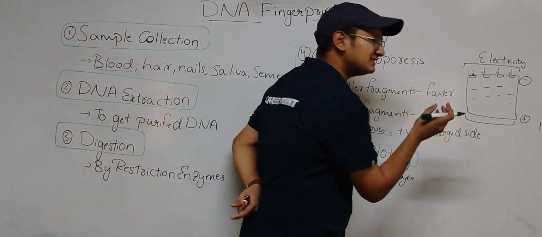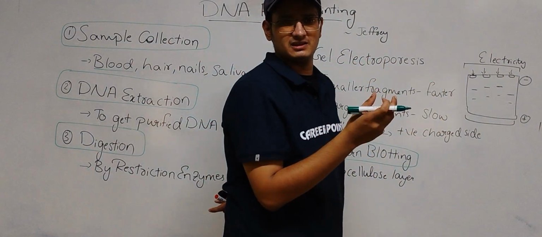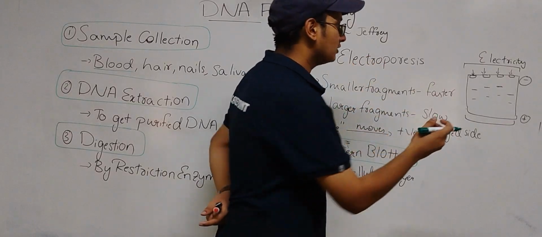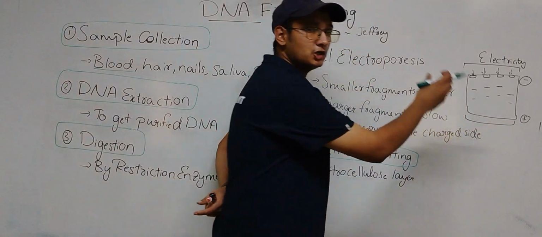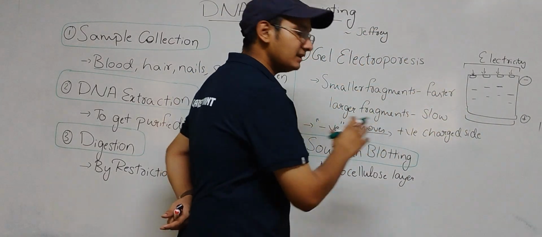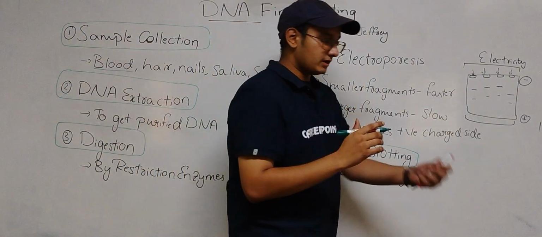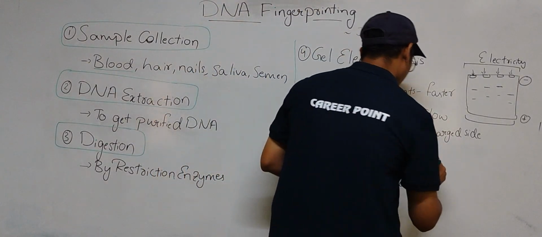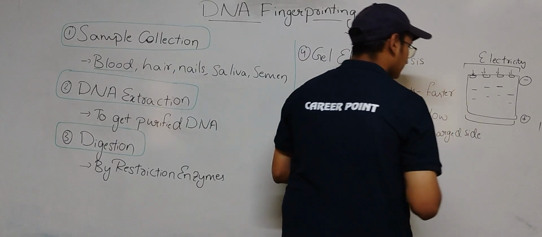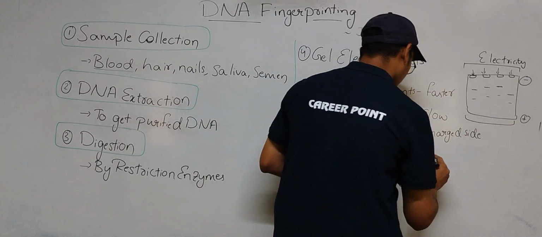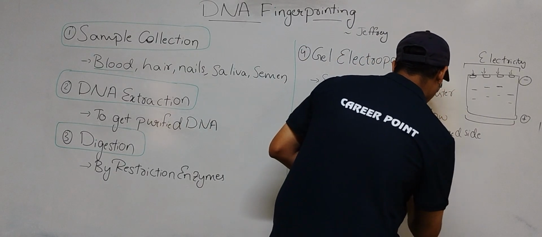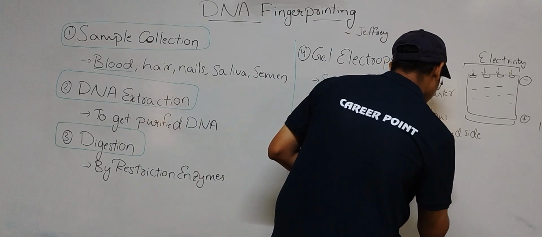This gel is very thin and very fragile in nature. So we will transfer this gel into a nitrocellulose layer, and this process is known as Southern blotting. Now, the next step is hybridization.